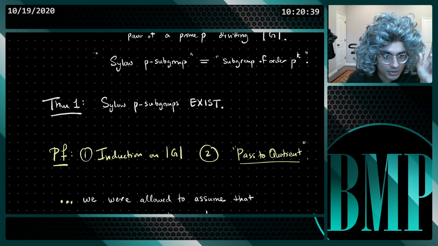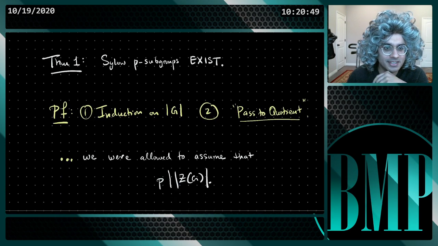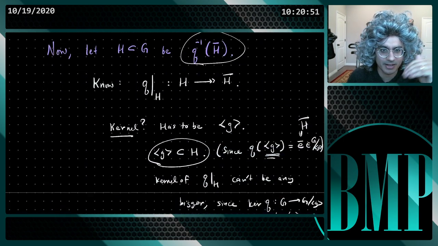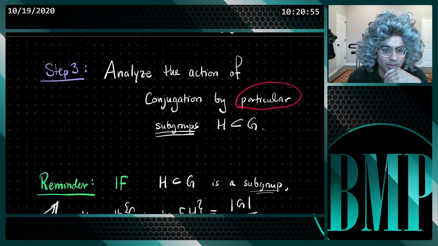start giving names to ideas like induction on G, pass to the quotient, I feel like that's probably a more effective thing to talk about than just going through the proof line by line and executing it. So I do some kind of weird hybrid.